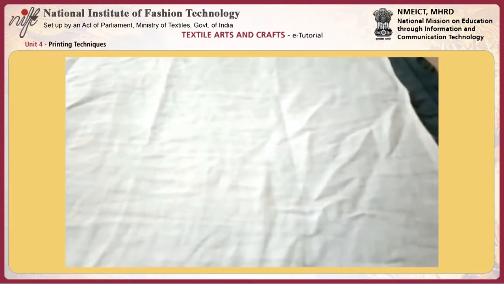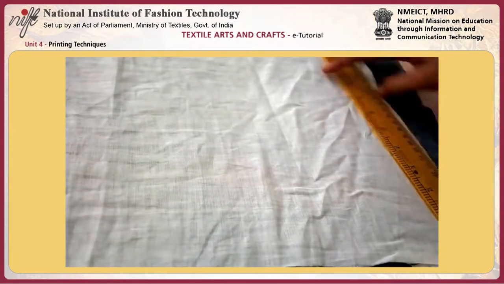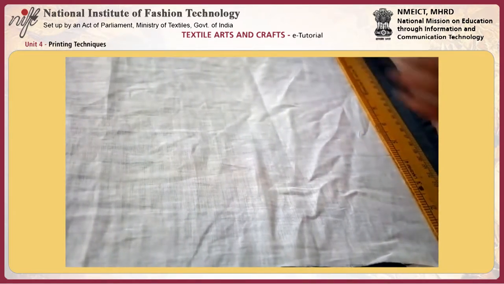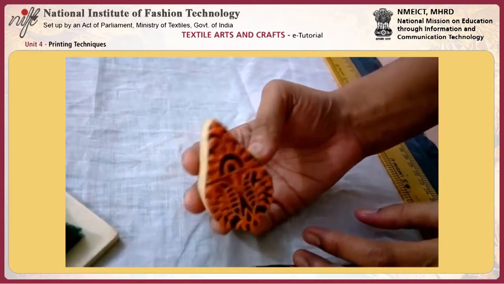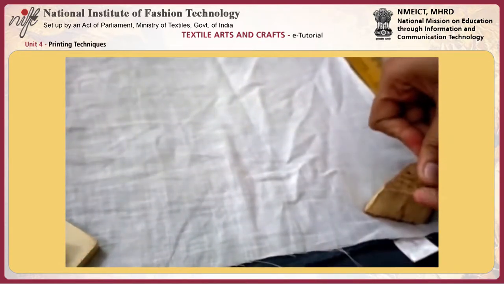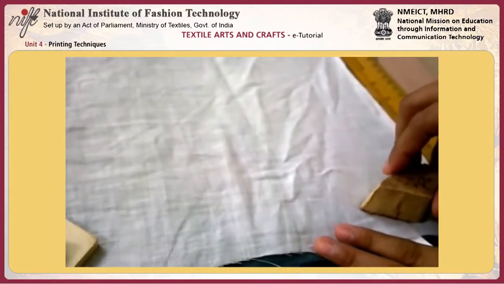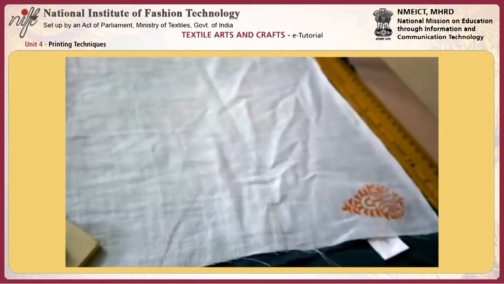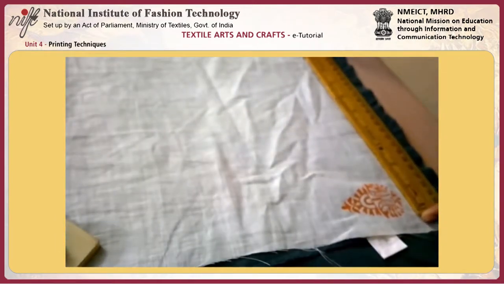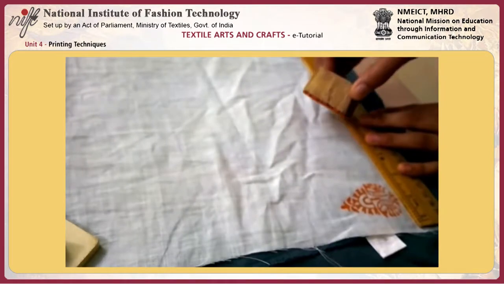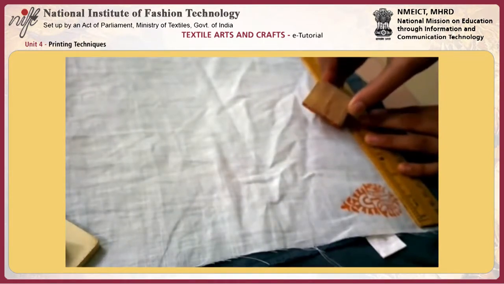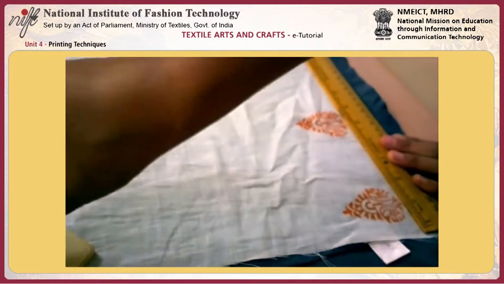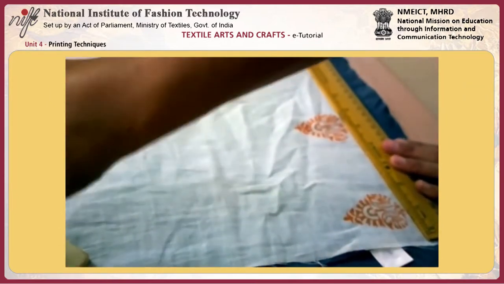Yes, so at this point I'll be using a scale to measure. So guys, I'm gonna start printing now. I'll take the color from here. This is the color. I'll start here. Nicely I will press it, so the impression is nice. So you see, I've already started. I'll make the space between the patterns about 5 inches. It's up to you, but I like my pattern a little far from each other.